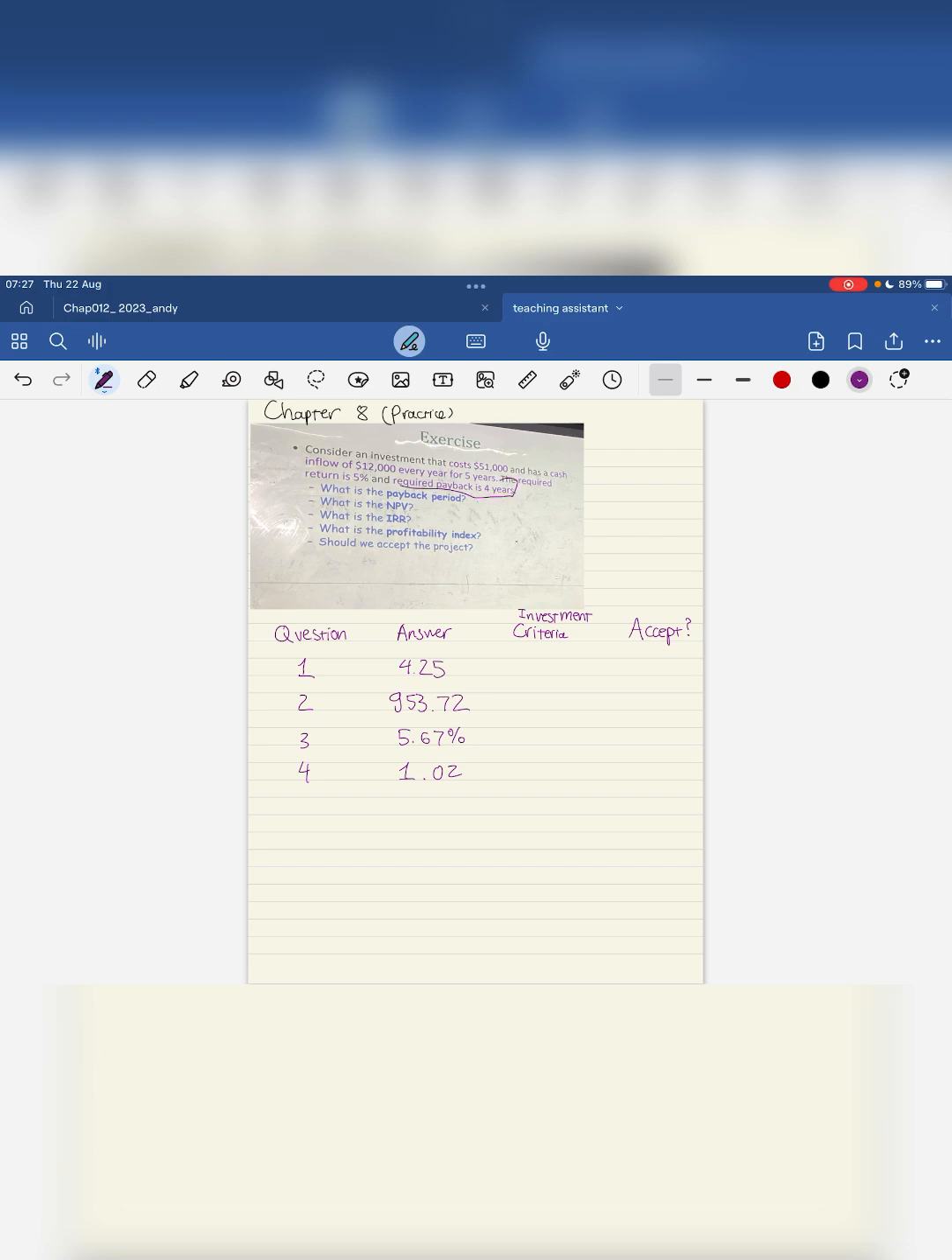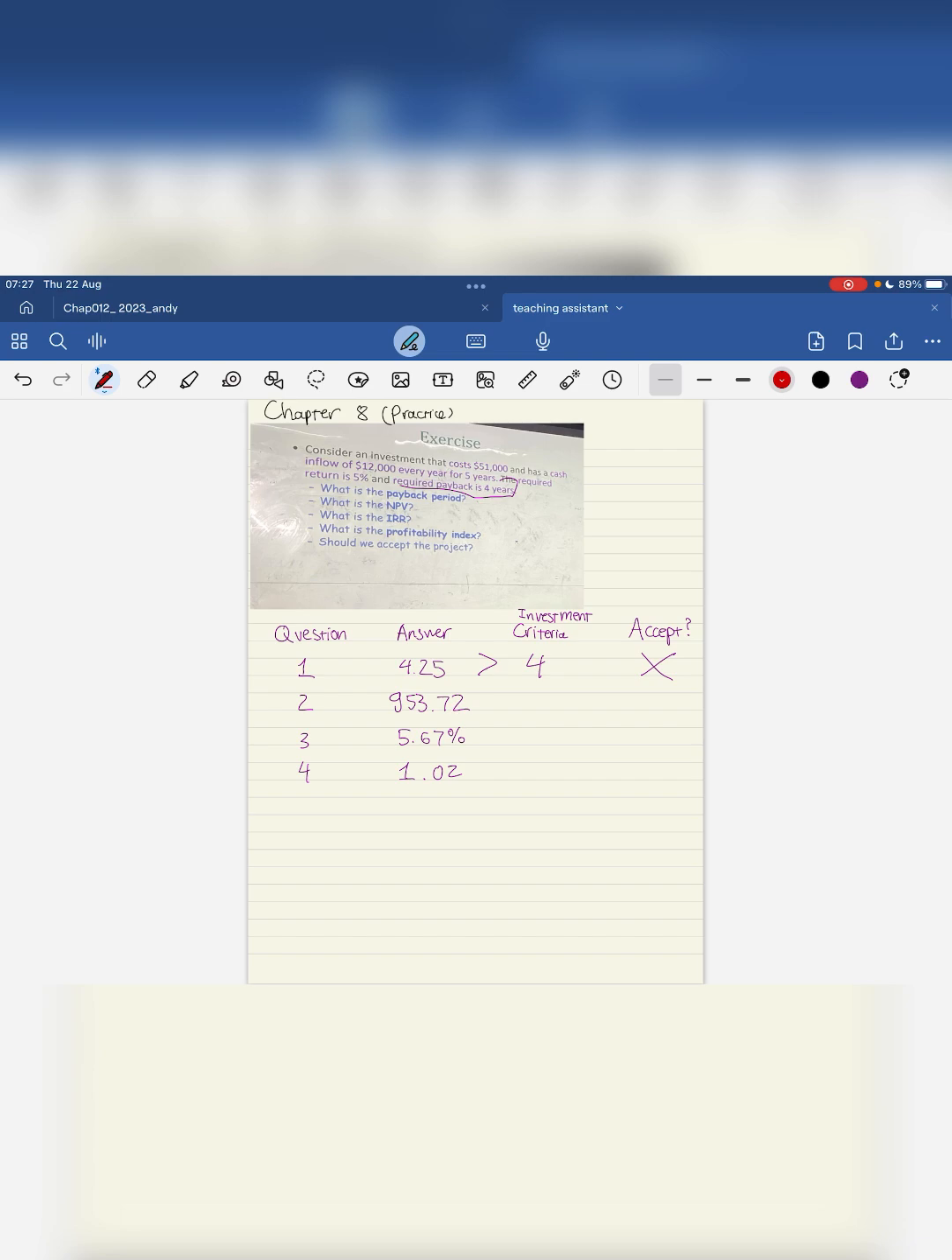However, our answer is 4.25, which is higher than our investment criteria of 4 years. Therefore, for question 1, we do not accept the project. How about question 2?